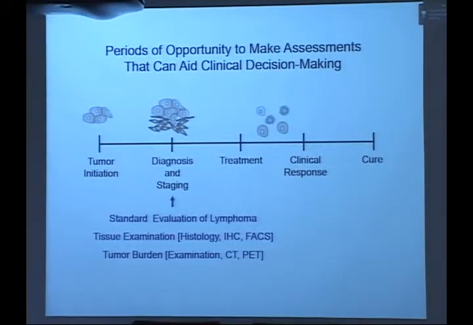aspirate, you do a tissue examination with histology, immunohistochemistry, and flow cytometry for lymphoma, and do a gross evaluation of the tumor burden, which is a physical exam because you can feel lymph nodes, but also CT scans and PET scans to find all the places in the body where the tumor is, figure out what stage they are, and then put all this information together to choose your best treatment.